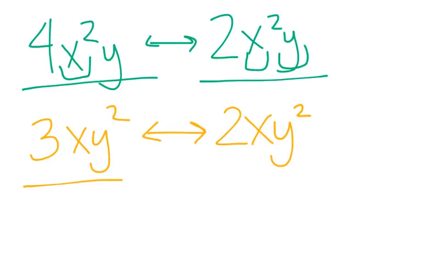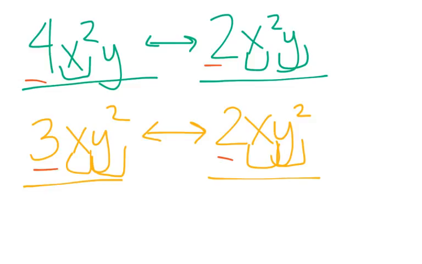Over here we have 3xy squared, which is a like term to 2xy squared, because again, we have the variable x and the variable y. X is raised to the power of 1 in this case, and y is raised to the power of 2. It's okay that the coefficients are different in this case and in the case before, because the variables and their powers are the same.